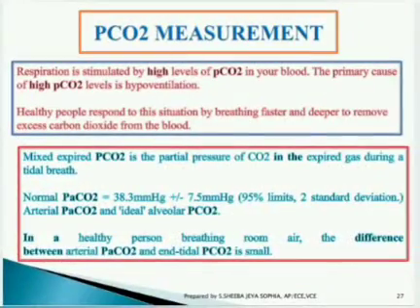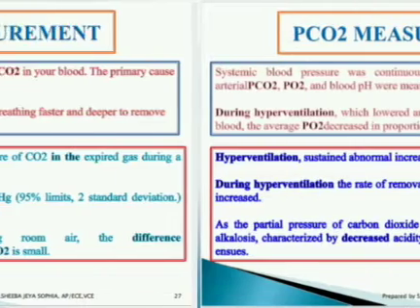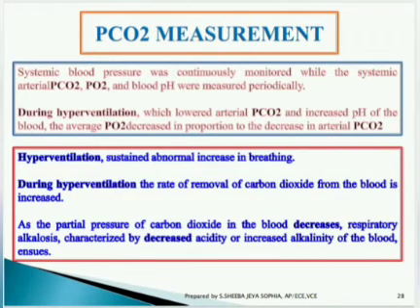Moving to PCO2 measurement, this is nothing but measuring the carbon dioxide concentration. Yes, CO2 is the gas which we exhale. If this carbon dioxide concentration is not maintained properly, obviously it also leads to abnormal conditions of the human body. Systemic blood pressure was continuously monitored while the systemic arterial PCO2, PO2 and blood pH were measured periodically. During hyperventilation, which lowered arterial PCO2 and increased the pH of the blood, the average PO2 decreased in proportion to the decrease in the arterial PCO2.